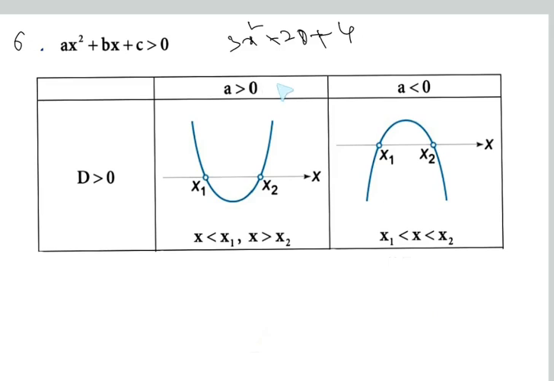b square minus 4ac, the discriminant, is greater than 0, where a is a greater than 0 value. If it is minus 3x square, what does that mean? a is less than 0. The curve should be like this, opposite to the U.